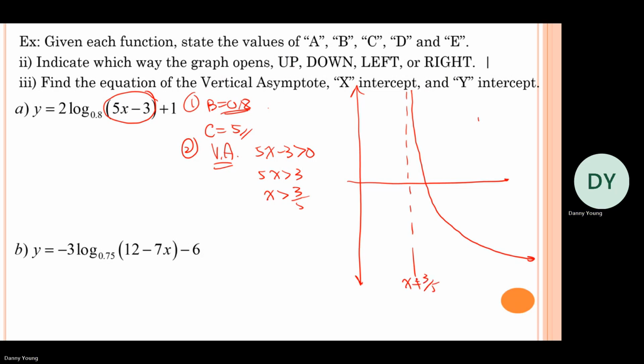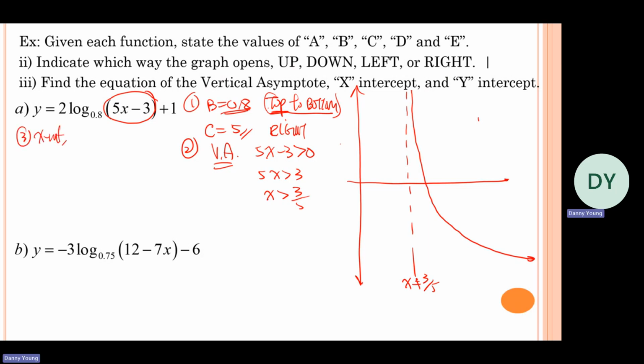Everybody good? Next one: it opens to the right, and opens from the top to bottom. Keep this in mind: if they ask which way the graph is opening, this one is opening from the top to the bottom. Number 3.